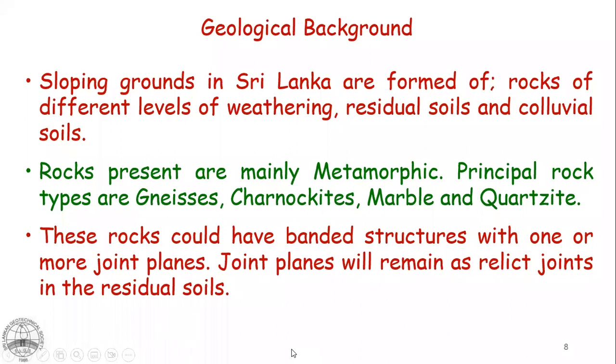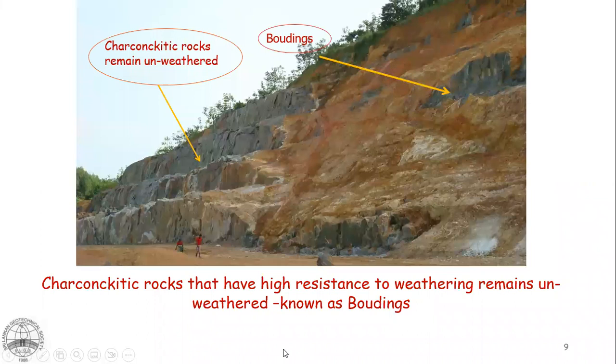Talking about the important geological background, sloping grounds in Sri Lanka are formed of rocks of different levels of weathering, residual soils, and colluvial soils. Rocks present are mainly metamorphic. Principal rock types are gneiss, charnockite, marble, and quartzite. In these rocks, we have banded structures with one or more joint planes. These joint planes remain as relic joints in the weathered product, the residual soil.